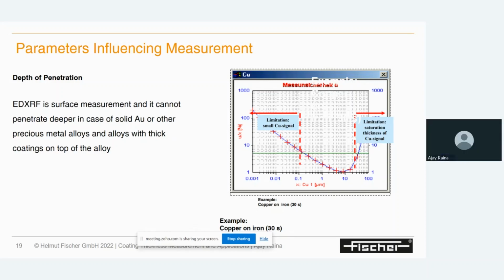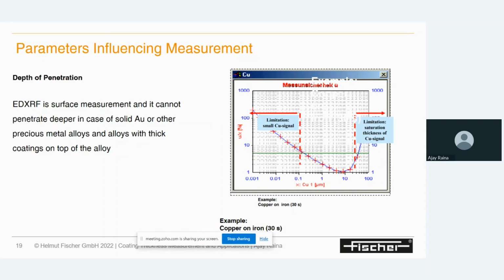For example, silver can be checked up to 75 microns. If the first coating is, say, 70 microns, and below that you have a copper layer, on a base maybe of aluminum or any other material, and the top layer is itself at saturation level, then the X-rays cannot penetrate that high density, and you will not have the signal from the second layer.